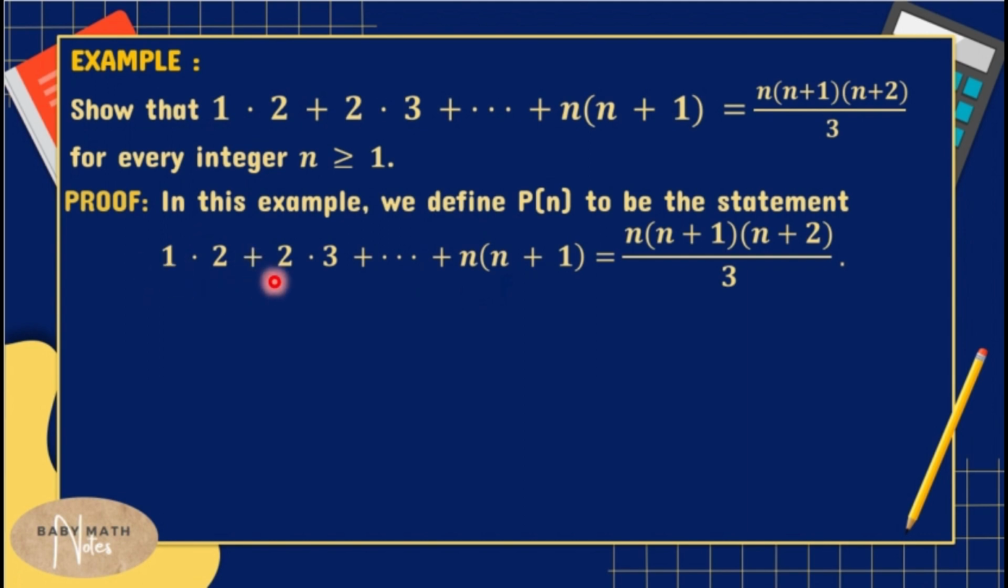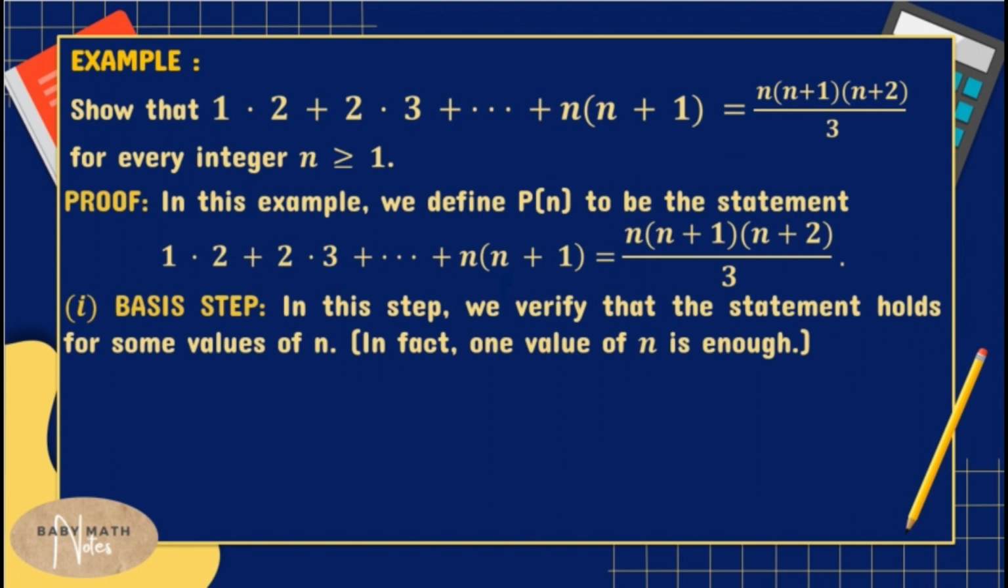Yung kada term, ayan o, pansinin mo. So, kapag 2 naman yung n natin, 2. Yung nasa loob, ilan? 2 plus 1 is 3. So, kaya ganito yung sunod na term. Okay ba tayo doon? So, mahalaga na alam ninyo yung left hand side, tapos yung right hand side natin. Okay?